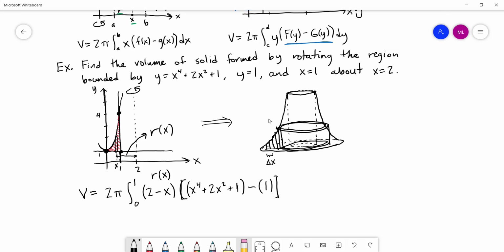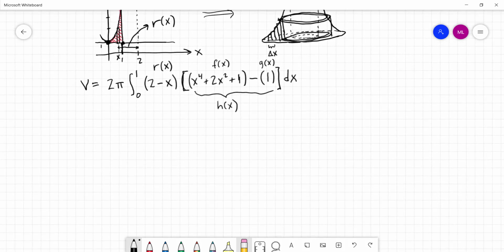So this is the top. This plays the role of our f of x, and this plays the role of our g of x. Together they combine to give us our height, h of x. And lastly, we've got to remember the tiny thickness of our rectangle, which is our little delta x, or dx in this case. So there is what our integral actually looks like.